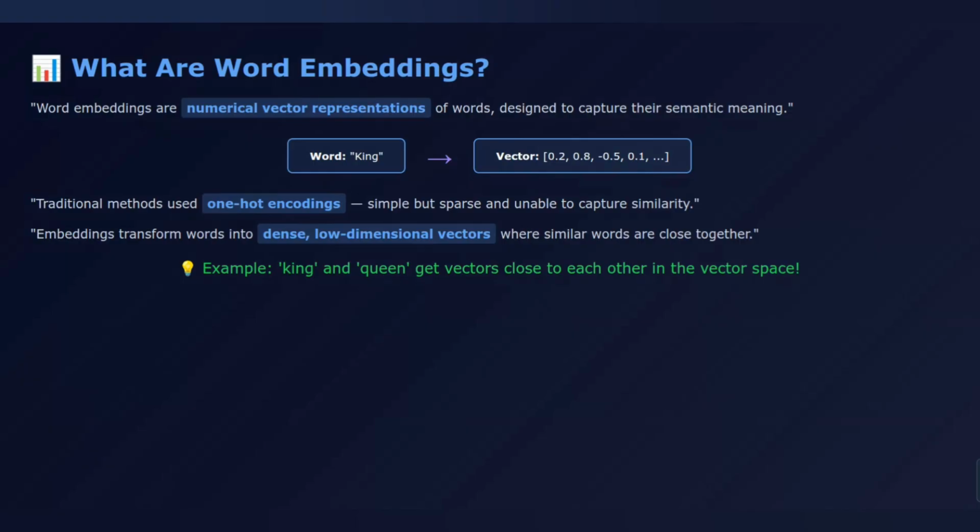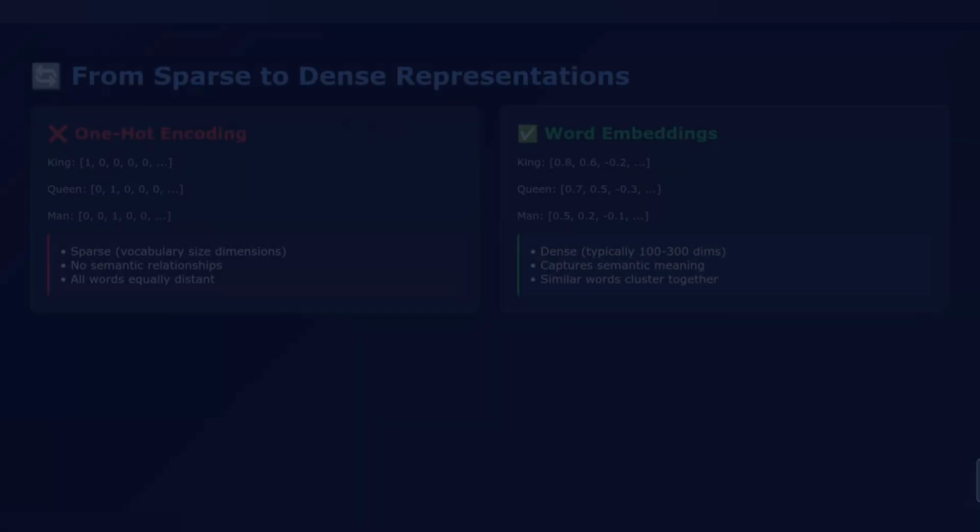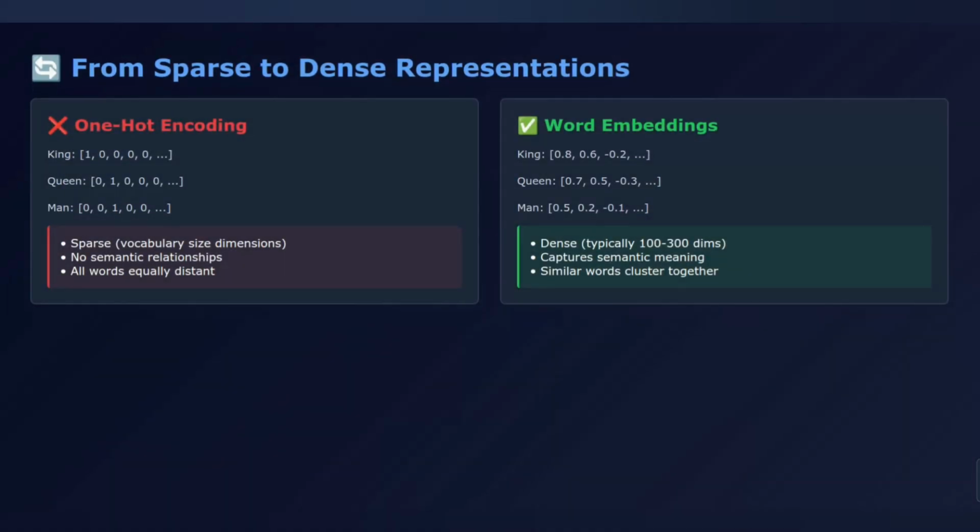Word embeddings solve this beautifully. They transform words into dense, low-dimensional vectors, typically 100 to 300 dimensions, so that words with similar meanings end up close together in this mathematical space. For example, the words king and queen will get vectors that are very close to each other, enabling machines to understand their relationships mathematically. Pretty cool, right? Let me show you this visually to really drive the point home.